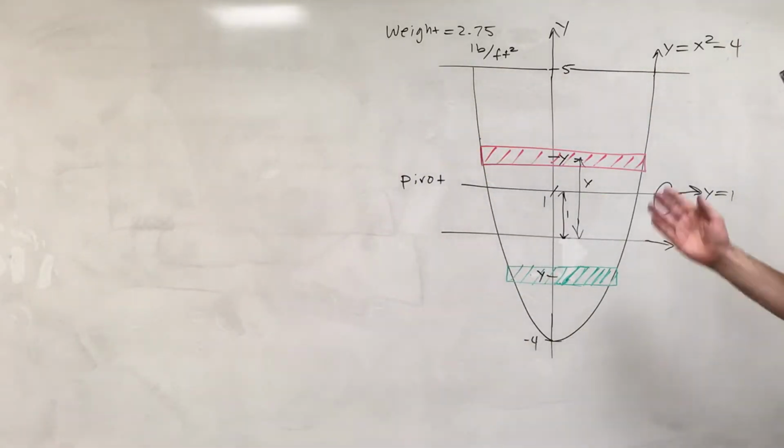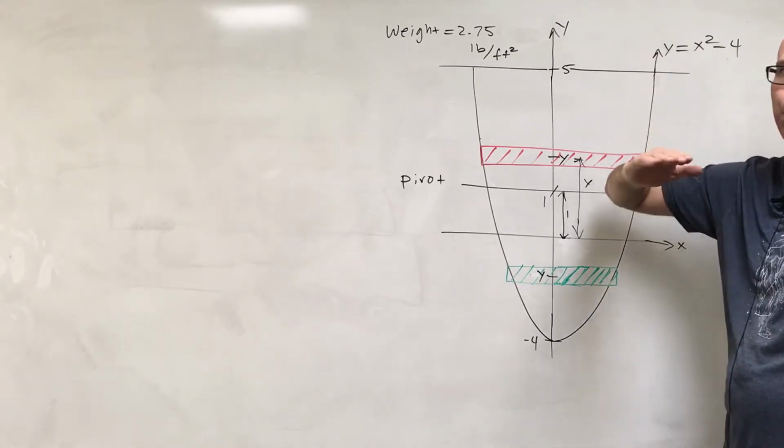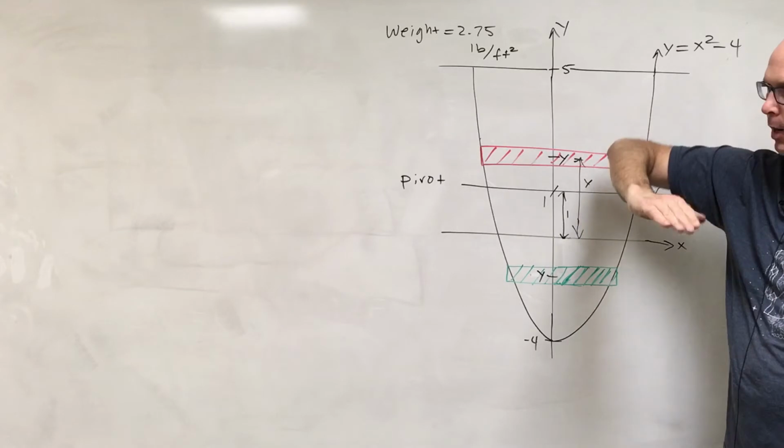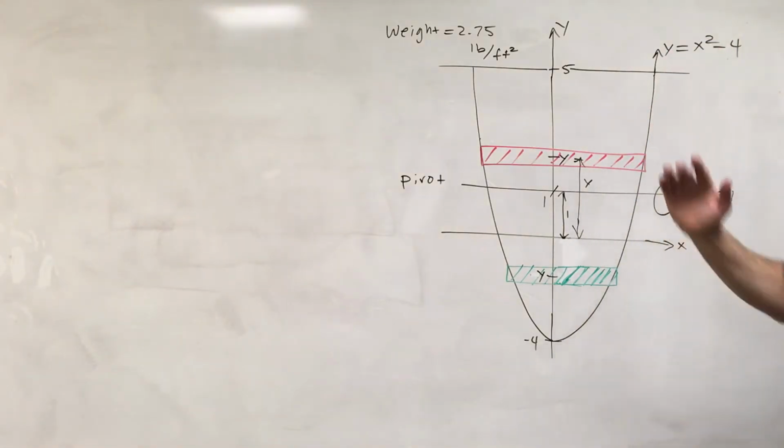For this problem, we're saying that if things rotate in this direction, that's positive. So rotating in this direction is positive. Rotating in this direction is negative.